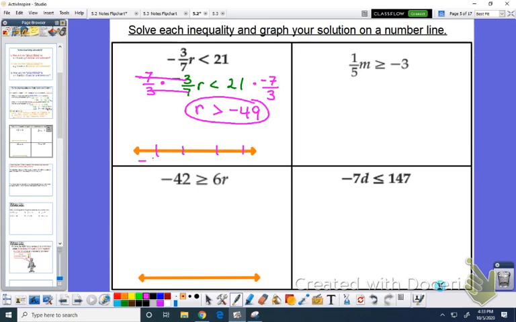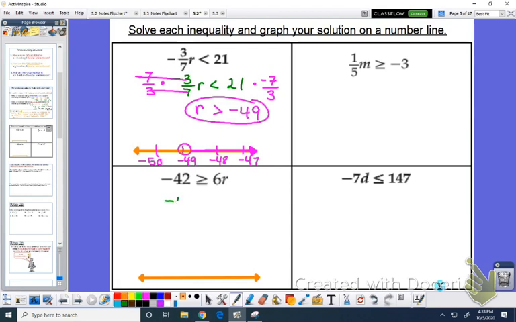Now I have to graph this on a number line. So we're going to do negative 50, negative 49, negative 48, negative 47. It's greater than, so it's just an open circle at negative 49, and it's going to the right. There we have that problem. Next, we're going to do the one below it.